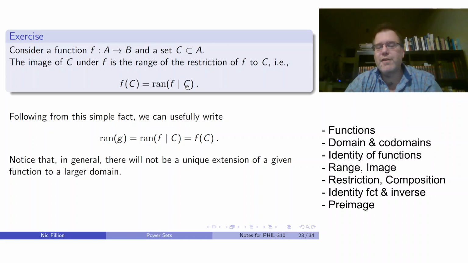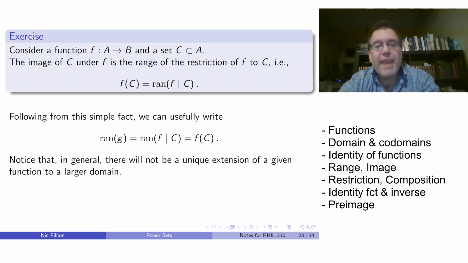Now you might think about it for a second and be like, duh, obvious. But I invite you to just try to prove it rigorously, because it's going to help you understand precisely the definitions that have just been introduced. So often for those simple exercises, it's just about getting a better feel for the definitions. Now from that exercise, we see the following fact. If G is the restriction of f to C, then the range of G is the same thing as the range of the restriction of f to C, which is the same as the image of C under f.